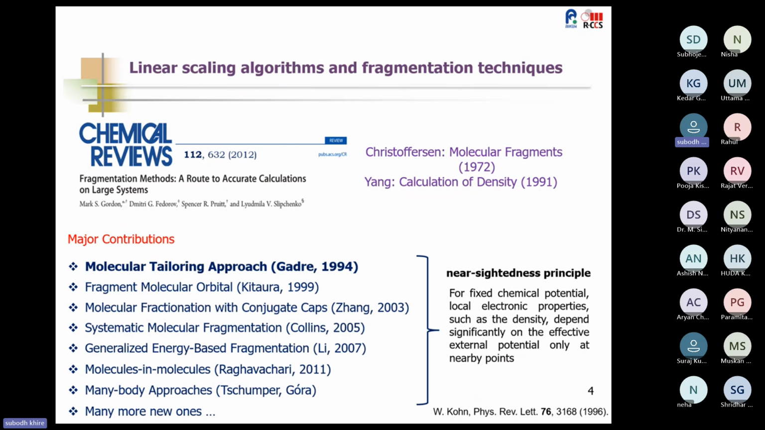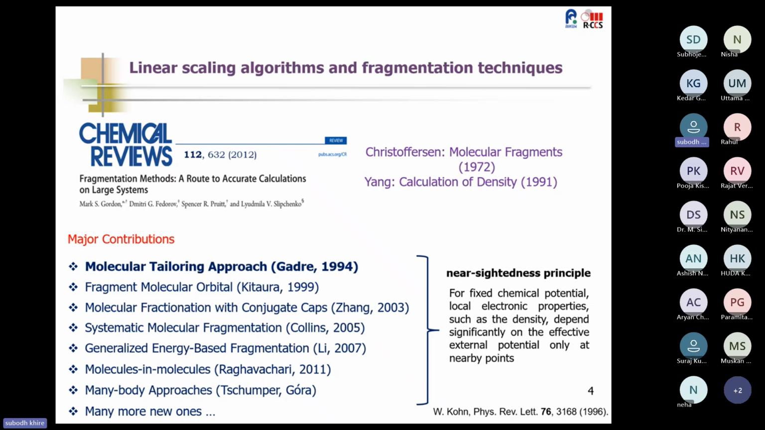So with this background in the literature, there are a few research groups across the globe who have developed ideas for circumventing this computational problem, and they use fragmentation techniques. And the molecular tailoring approach is one of the pioneering works in this direction because it was instituted in the 90s, in 1994. And later on, different groups are now applying fragmentation methods for enabling ab initio calculations on large molecular systems.